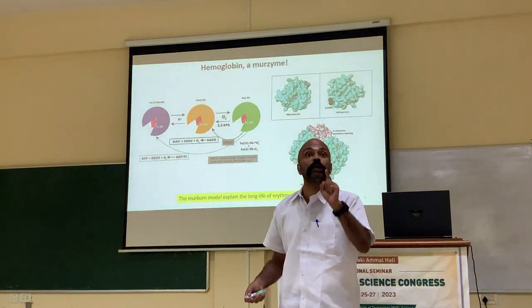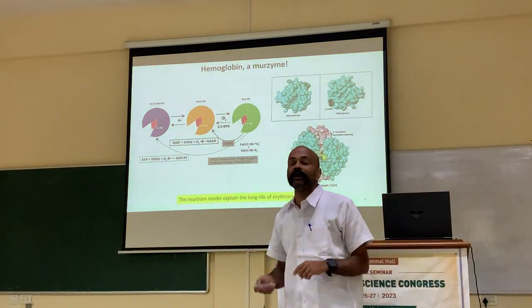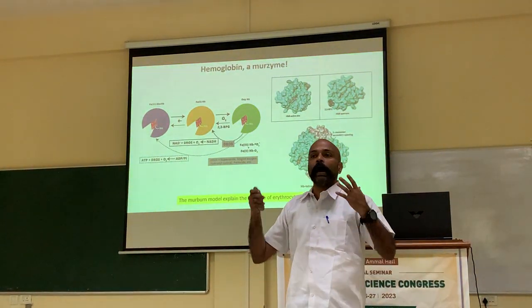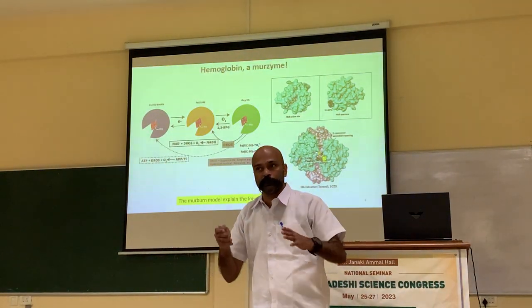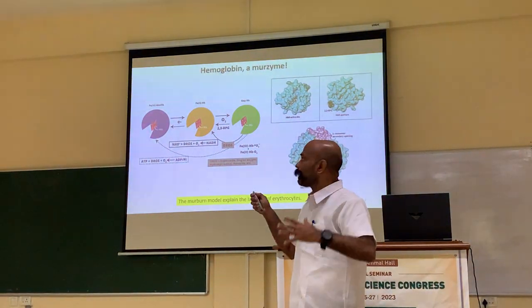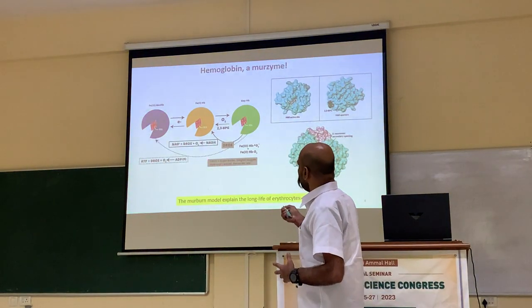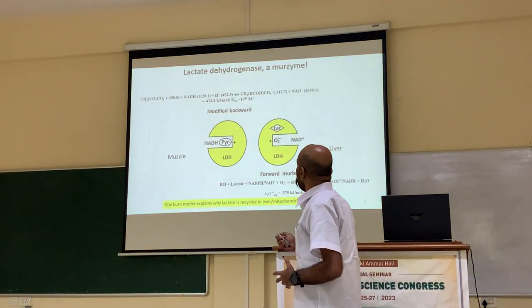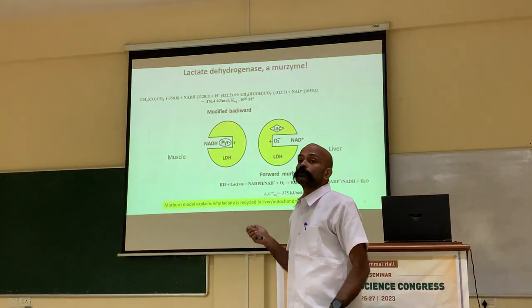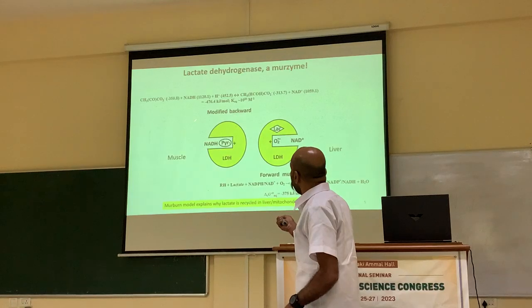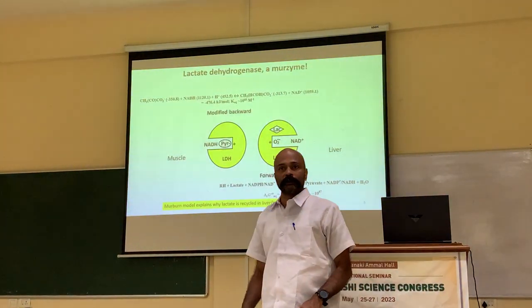This is the function of oxygen. Oxygen is required not to make water at cytochrome oxidase, as is currently believed in mitochondrial physiology. Completely new, radical idea. So that's what the Murburn concept does. And another enzyme that I will use to explain the Murburn concept is lactate dehydrogenase.